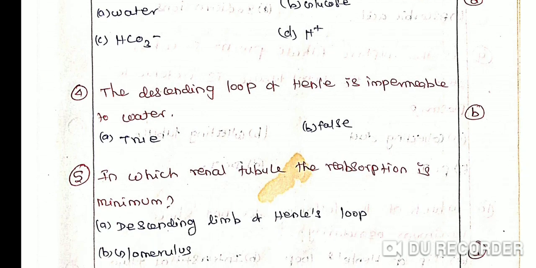Next question, the descending loop of Henle is impermeable to water. Option A, true. Option B, false. The correct answer is option B, false.